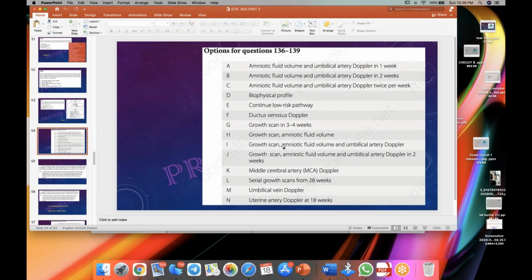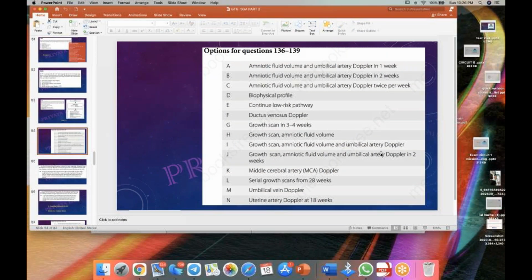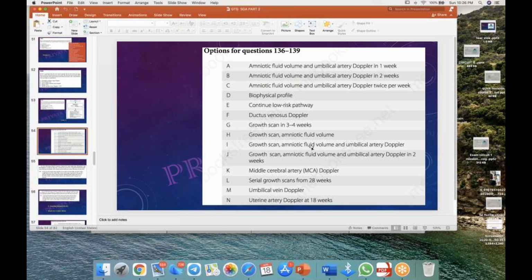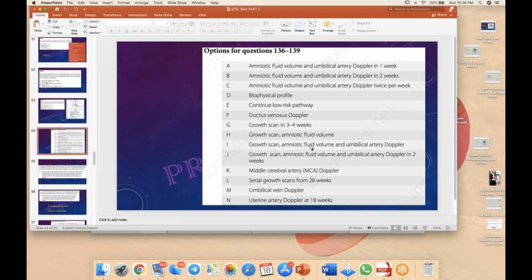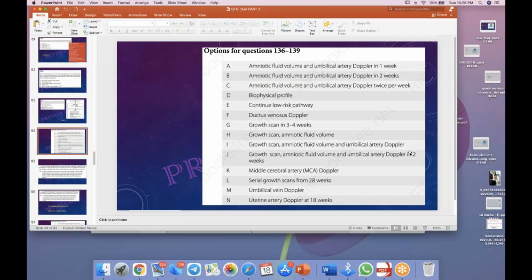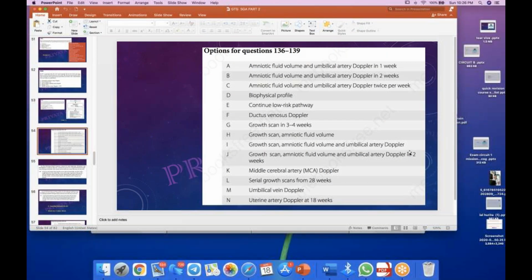No, it's normal. It could be I also, because growth scan and uterine artery Doppler, umbilical artery Doppler. But if it is normal, then it is 2 weeks. So it should be J.